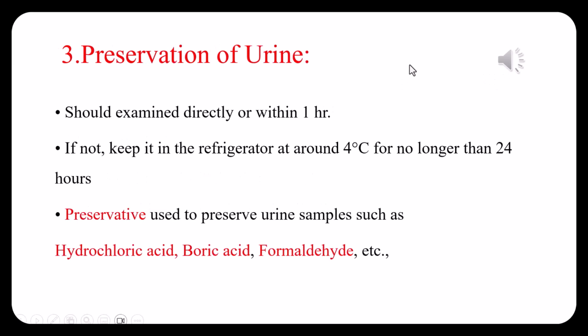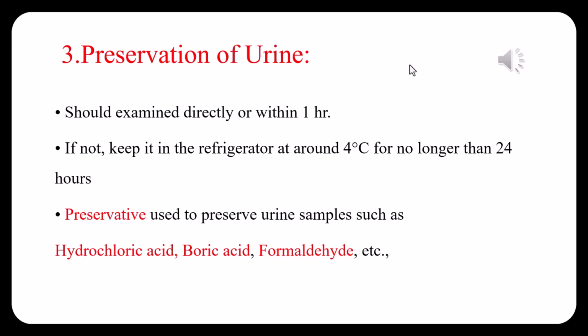Here, how to preserve the urine. The urine should be examined directly or within 1 hour. If it is not done immediately, we can put it in the refrigerator at 4 degrees, but not longer than 1 day, that is, not longer than 24 hours. Or if it will be used after more than 24 hours, the urine should be preserved.